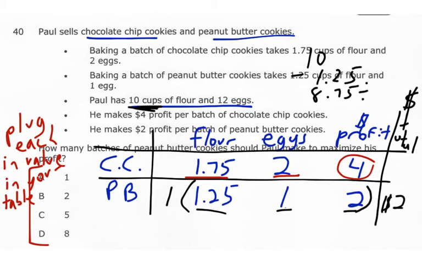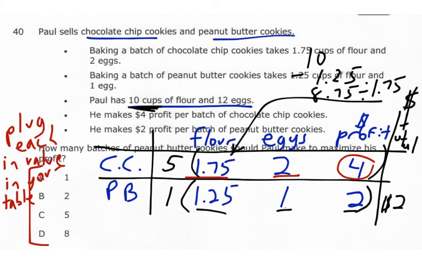I just divide by 1.75 because that's how many cups it takes for one batch. I'm going to do that, 8.75 divided by 1.75, and you do have a calculator, so use it. Gives us exactly 5 remaining for chocolate chip. And then we're out of flour.